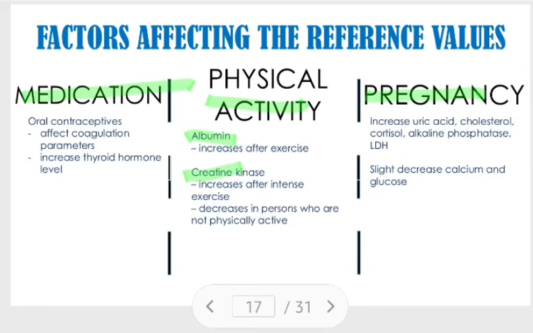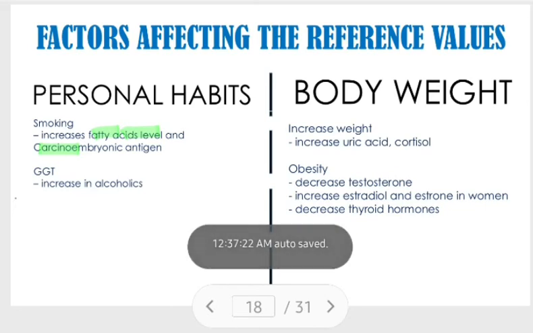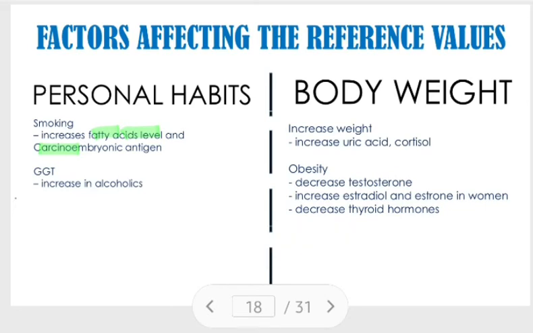Next, we have pregnancy. In pregnant women, there is a marked increase of uric acid, cholesterol, cortisol, alkaline phosphatase, and LDH, and there is a slight decrease of calcium and glucose. Next, for the personal habits, smoking increases fatty acid and CEA, the carcinoembryonic antigen, whereas gamma-glutamyl transferase increases in alcoholics.